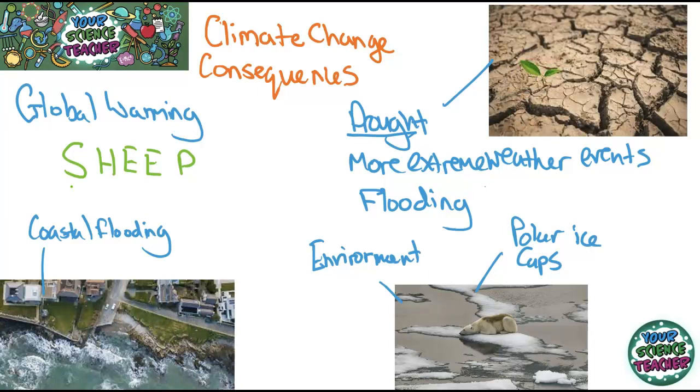Economic, people having to move away from coastal environments. There's cities that are huge built by the coastline. Just think about New York, San Francisco, even London is built quite close to the coastline.